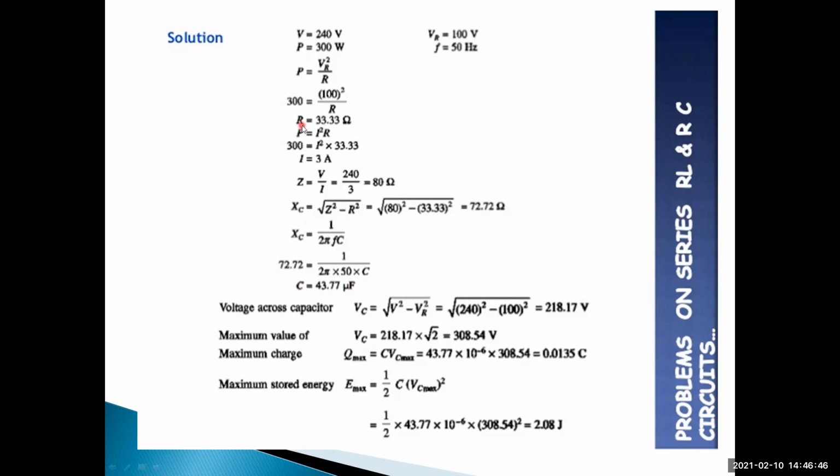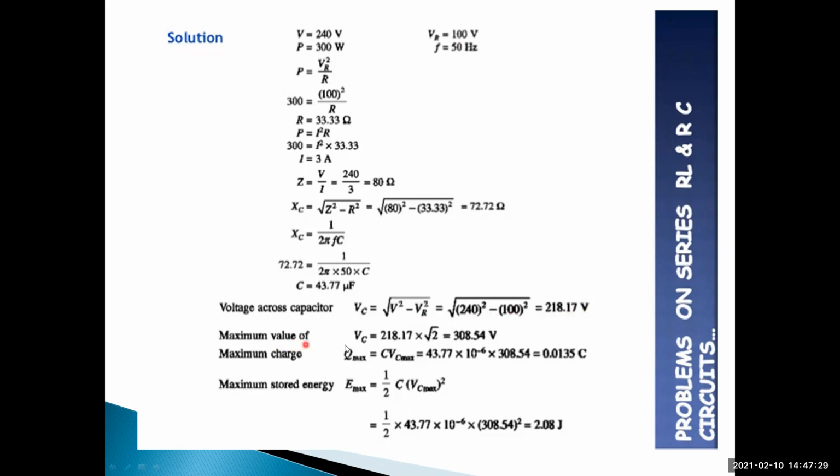So resistance, impedance and capacitance are known. Then the voltage across the capacitor. For a series RC circuit, total voltage V is equal to root of VR square plus VC square. From that relation, VC is equal to root of V square minus VR square. The total voltage is the supply voltage, 240 volts, and the voltage across the resistor is 100 volts, which is given data. 240 square minus 100 square gives VC equal to 218.17 volts.